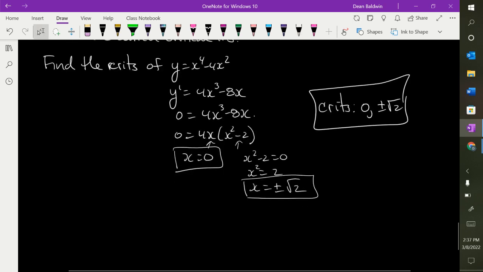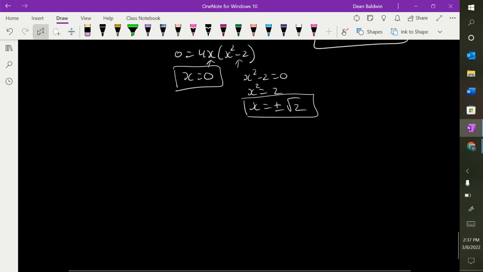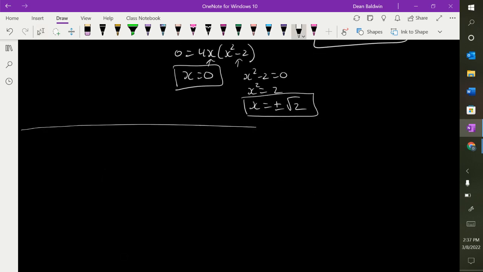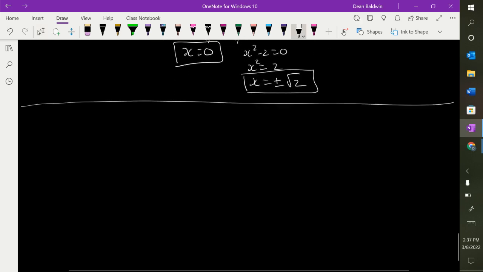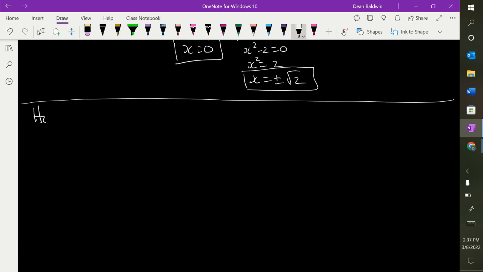So what do you do once you have the critical numbers? Well, that is the next bit, which is how to find the extrema. Remember, what's an extrema? It's a max or a min on an interval.